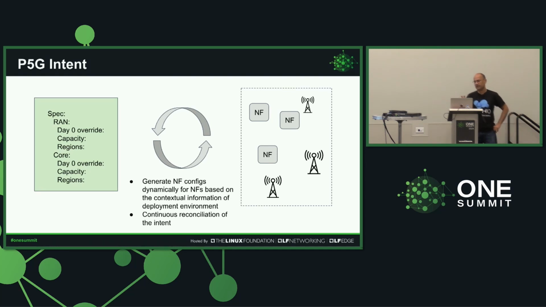And this mechanism, the Nephio mechanism that we just discussed, generates the network functions dynamically based on the contextual information of the deployment environment, and there is continuous reconciliation of the intent. So this is another very nice feature, continuous reconciliation, so you don't get drift, and the same reconciliation procedure can be used for day 1, day 2. So the left-hand side is the simple intent, and the right-hand side are specific configurations for each network function.